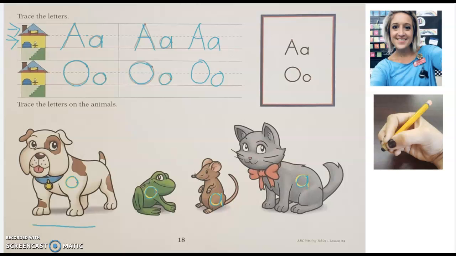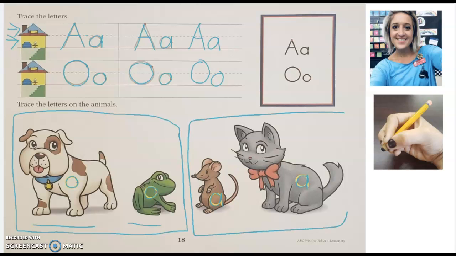So I noticed something very special about these two guys right here. Dog and frog. I hear the og sound at the end. Those are rhyming words. And then what about rat and cat? Those are rhyming words too.